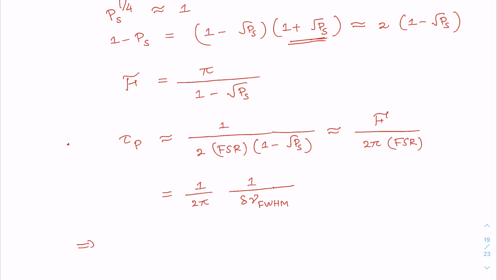So I get a very interesting relation: photon lifetime into the width of the resonance peak, that is delta nu full width at half maximum, is equal to 1 by 2 pi, and this is known as the cavity uncertainty relation. Cavity uncertainty relation. Let me stop here for today.